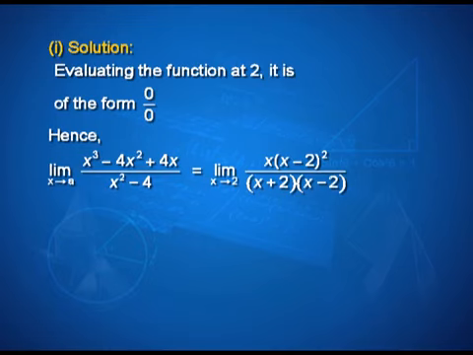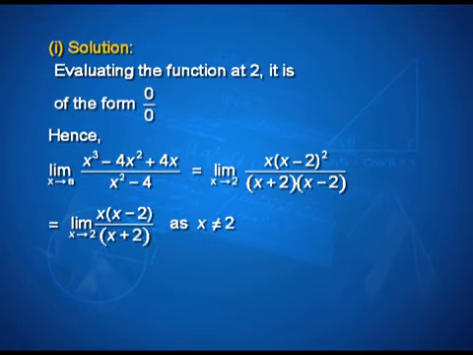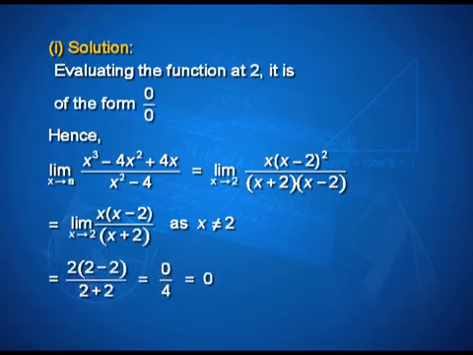We can cancel out x minus 2 and thus it can be simplified as limit of x into x minus 2 upon x plus 2 as x tends to 2, as x is not equal to 2. That is equal to 2 into 2 minus 2 upon 2 plus 2, that is equal to 0 upon 4, that is equal to 0.